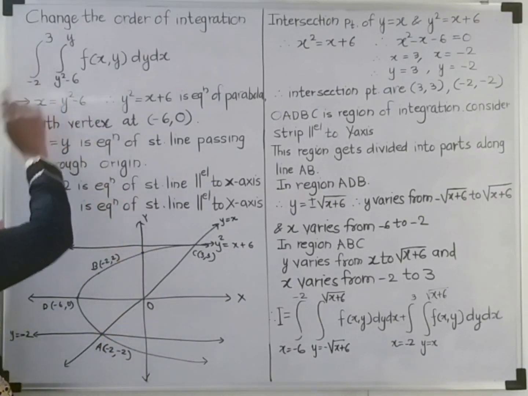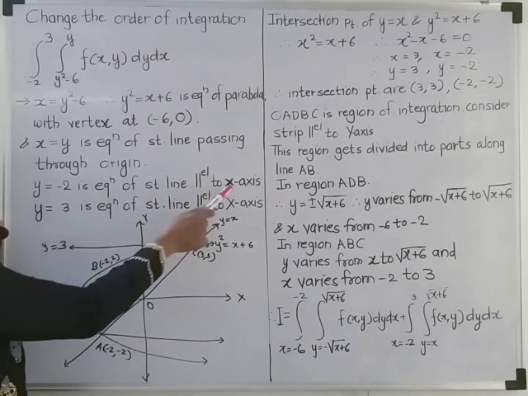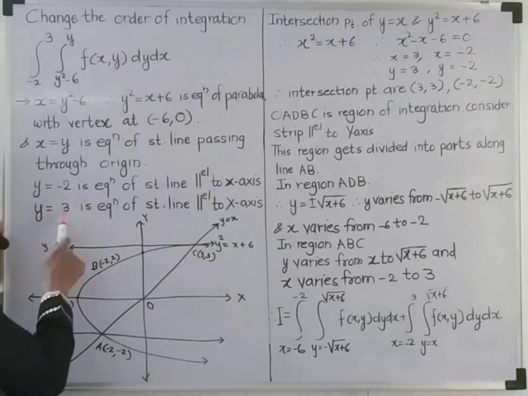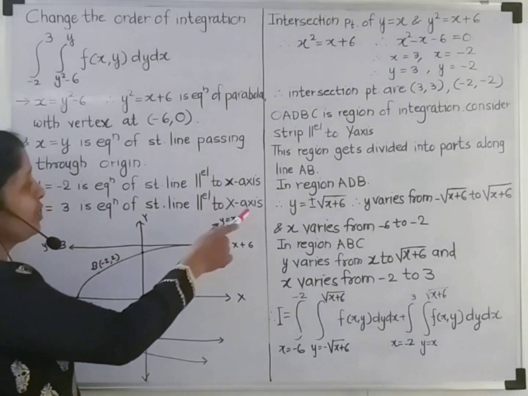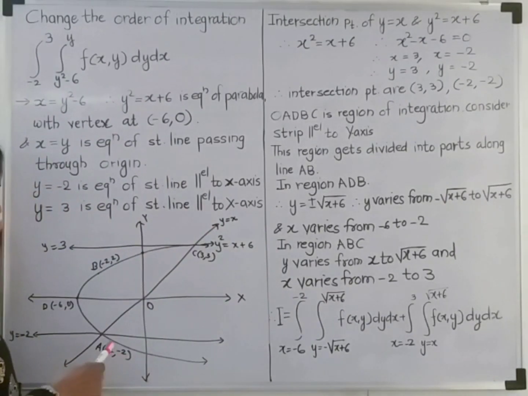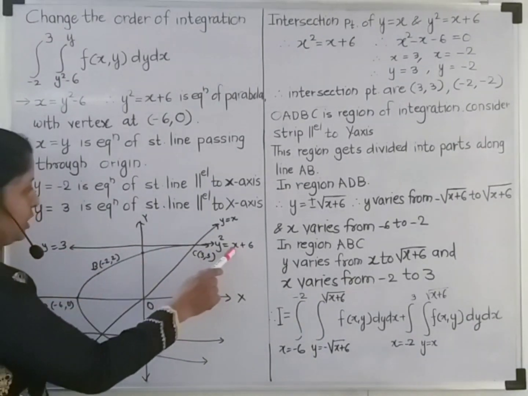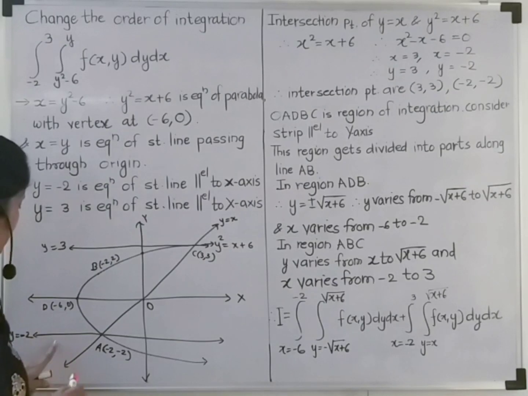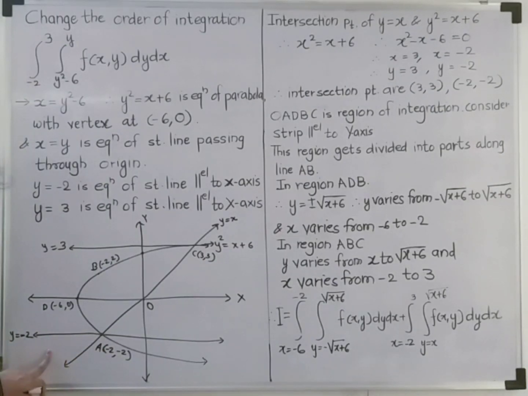Now let us switch to the limits for y. If you see, the lower limit for y is minus 2, which is the equation of a straight line parallel to the x-axis. The upper limit for y is y equal to 3, which is again the equation of a straight line parallel to the x-axis. So y equal to 3 is one straight line, and y equal to minus 2 is the straight line parallel to the x-axis. Okay.